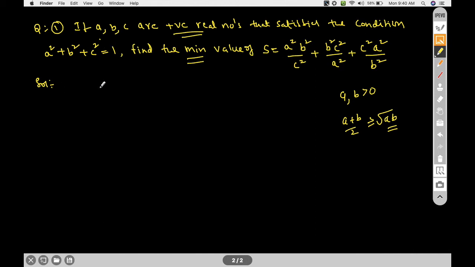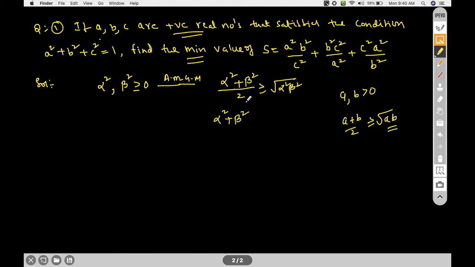Now come to this question. To apply AM is greater than or equal to GM, take alpha square and beta square, two non-negative numbers. Applying AM is greater than or equal to GM, alpha square plus beta square by 2 is greater than or equal to square root of alpha square beta square, that is, alpha square plus beta square is greater than or equal to 2 alpha beta.